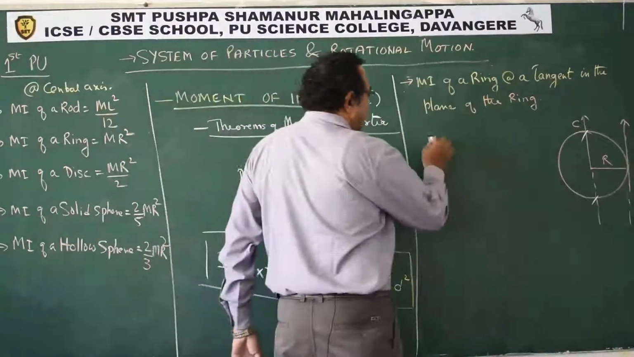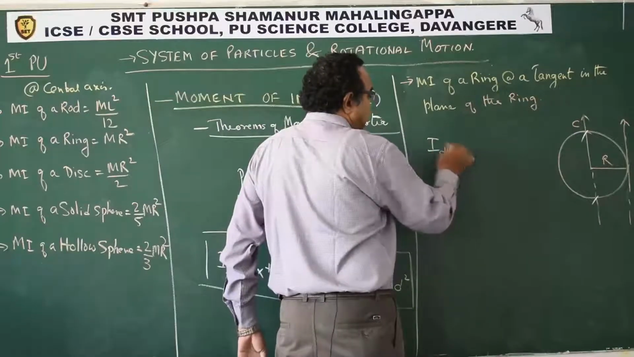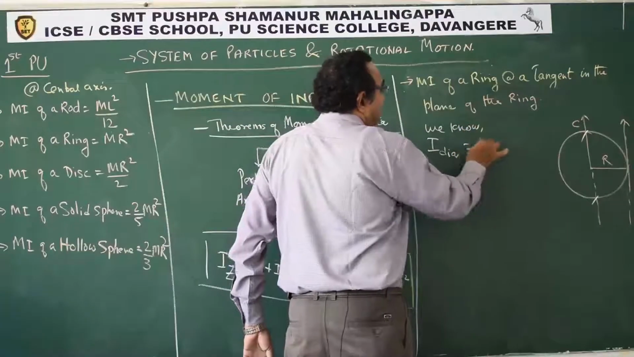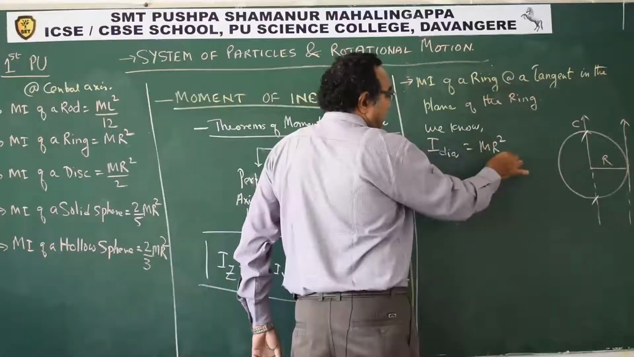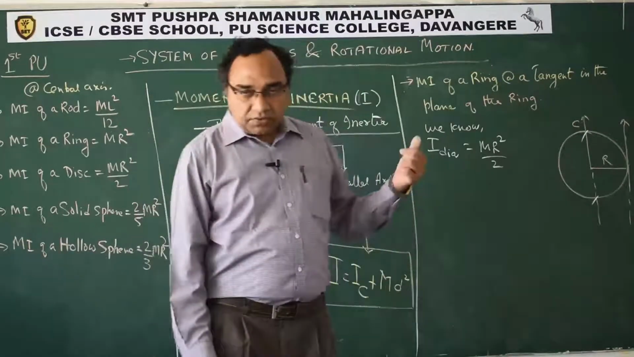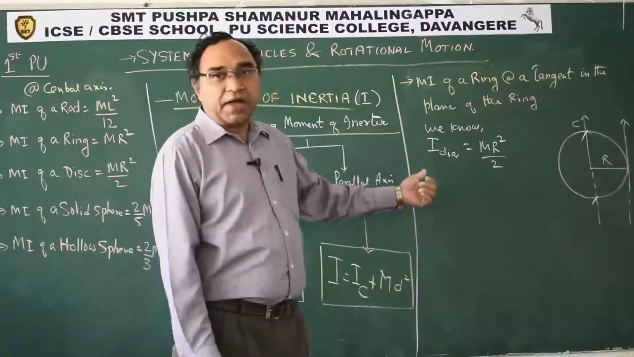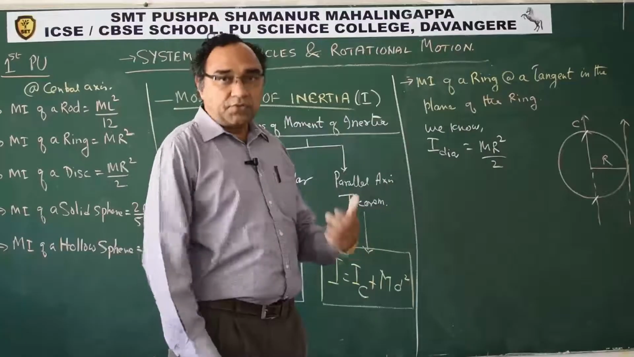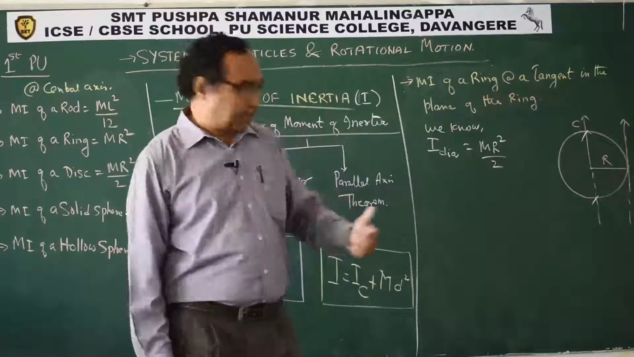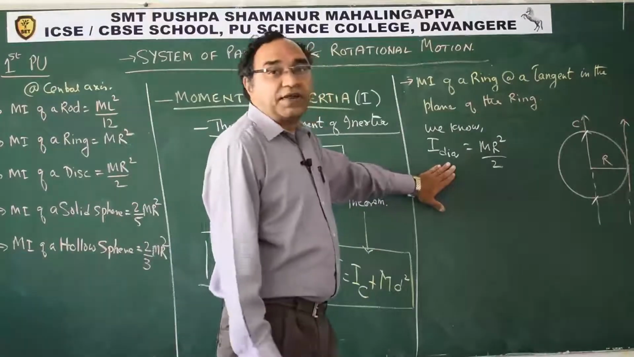So moment of inertia about the diameter, this we know, is equal to, we saw, mr square by 2. This we have found out just a few minutes back, and we were arguing the ring has the same moment of inertia as the disk there. So moment of inertia about the diameter.